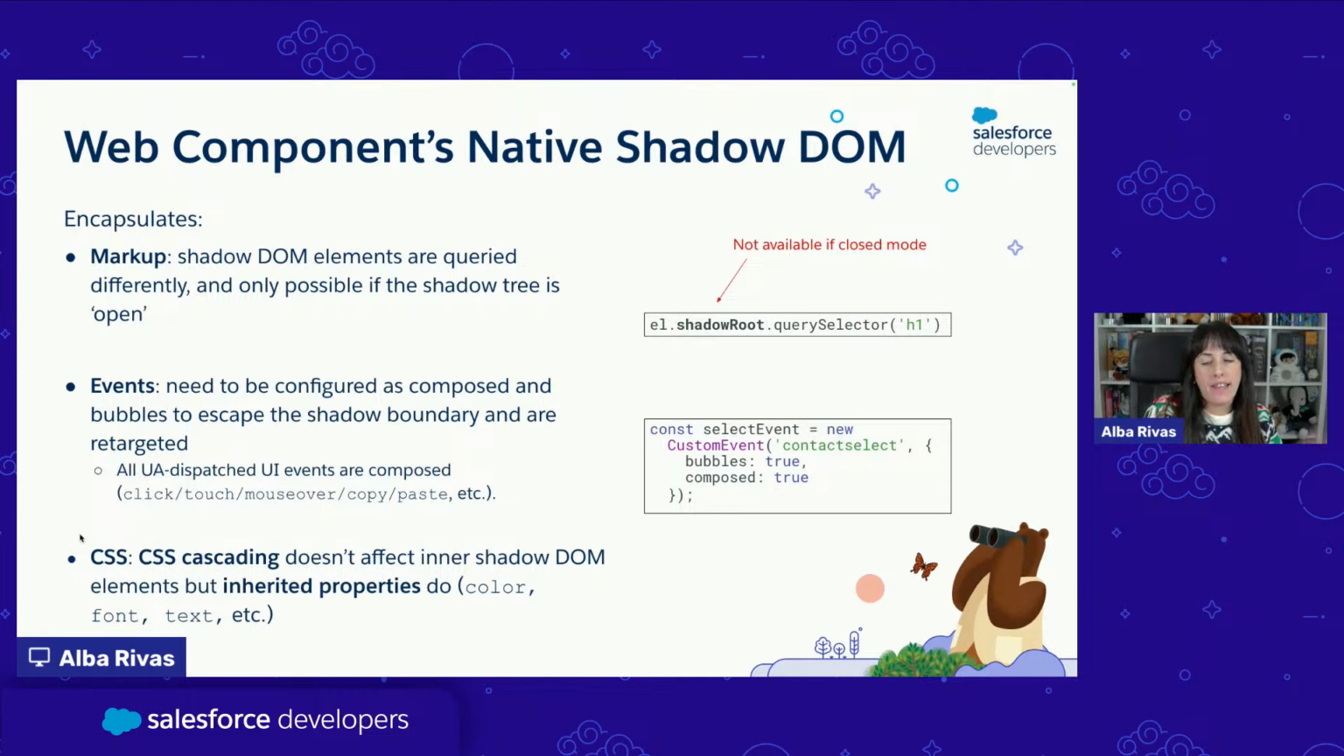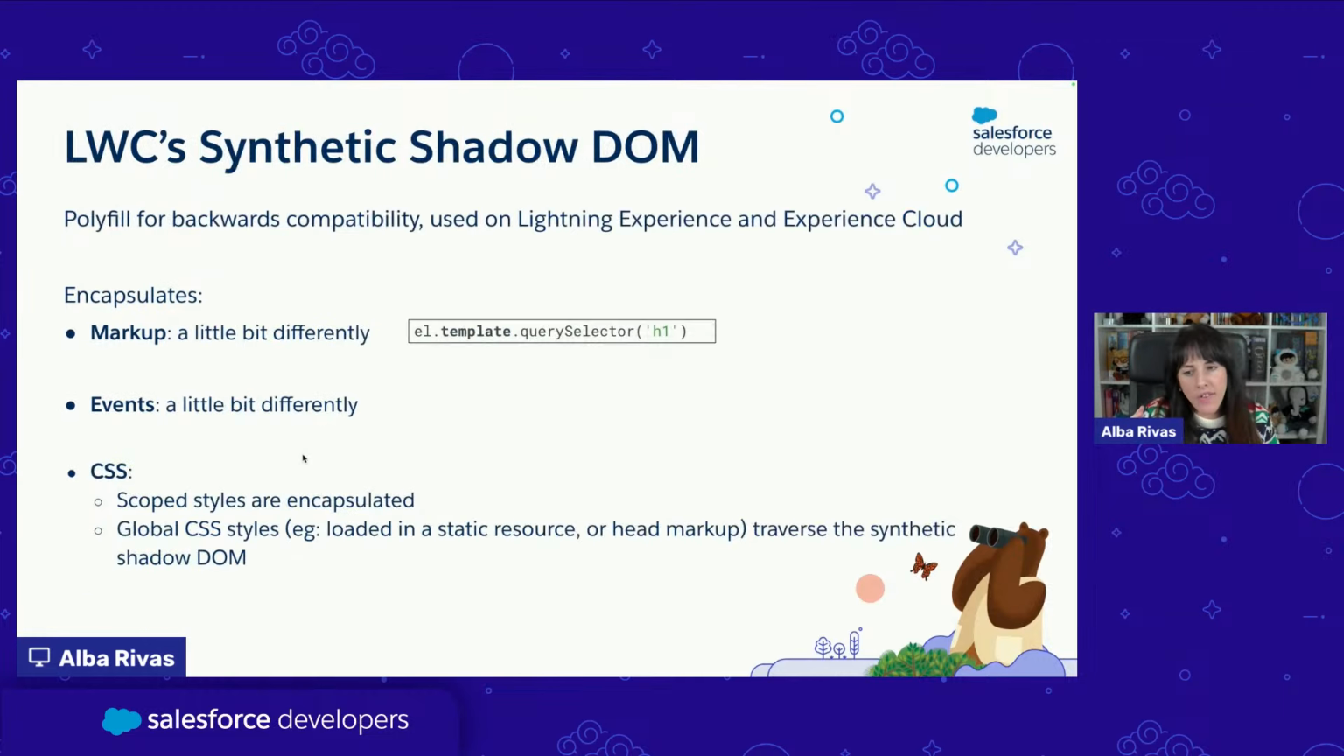So what happens with CSS? With the native shadow, if you load styles globally, and scoped styles, your native shadow is going to protect the component. However, with synthetic shadow, there is something which is not 100% well implemented, and CSS global styles, for instance, if you load a global style with a static resource, are going to leak into your component. Okay, that is not how it should work.